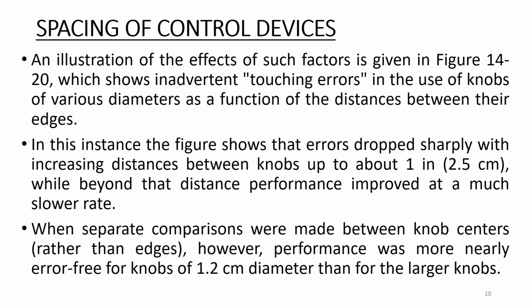Now we come to the next portion, that is spacing of control devices. The control devices should be adequately spaced so that we can avoid touching errors in the use of knobs of various diameters. And this is shown in the next figure. In this instance, the figure shows that errors drop sharply with increasing distance between knobs up to 1 inch or 2.5 centimeters, and if we increase it much more than that, then performance improves only at a slow rate. So the ideal distance is about 1 inch or 2.5 centimeters.